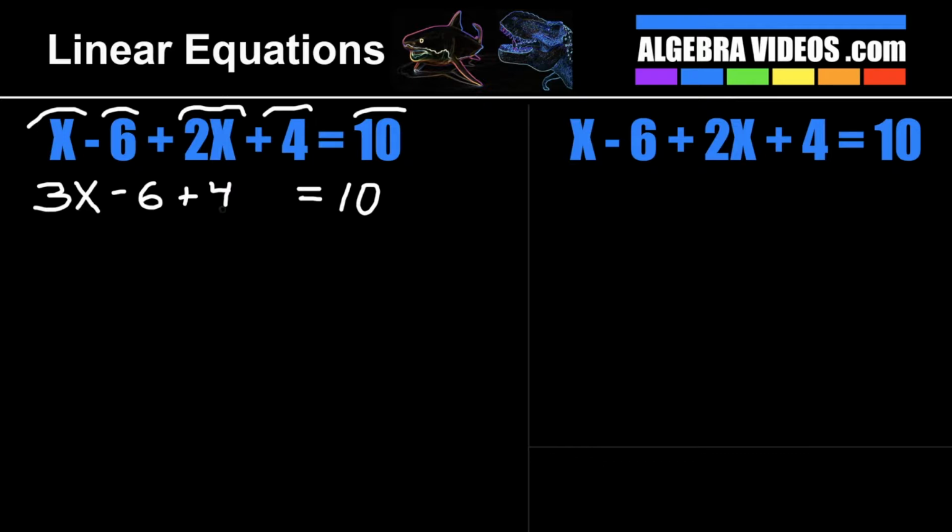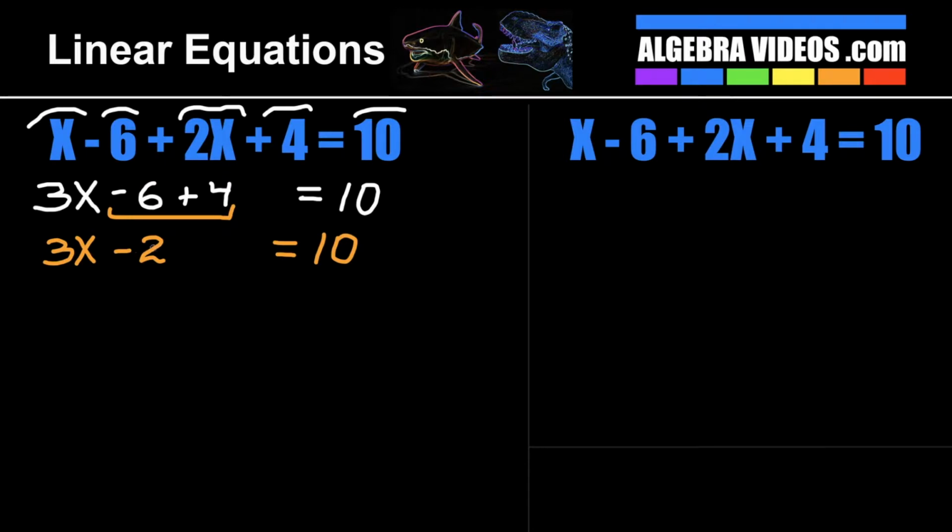So our equation got a little bit shorter here. And I'm going to continue to look for anything else that can be simplified or combined. So this negative 6 and 4 can be simplified into negative 2. Negative 6 plus 4 is negative 2. So we can rewrite the equation with that part simplified. Let's rewrite the 3x part. And then minus 6 plus 4 can be simplified to just minus 2. And over on the right side of the equation, it doesn't change. I'm just going to rewrite the 10.